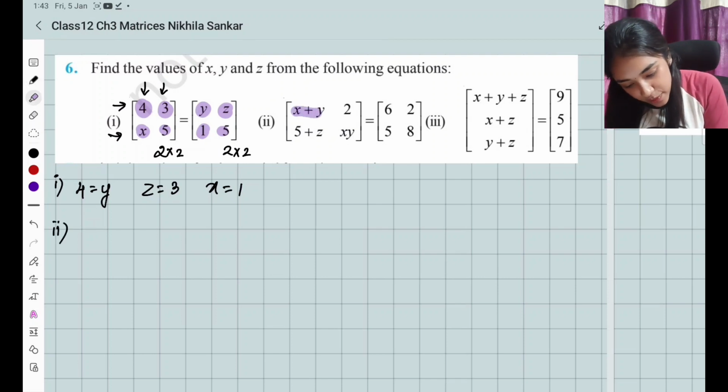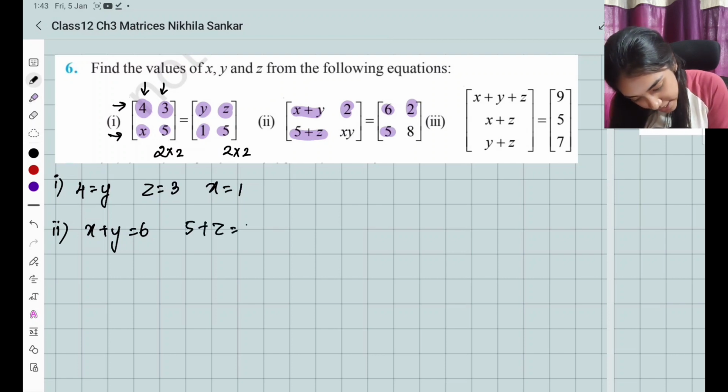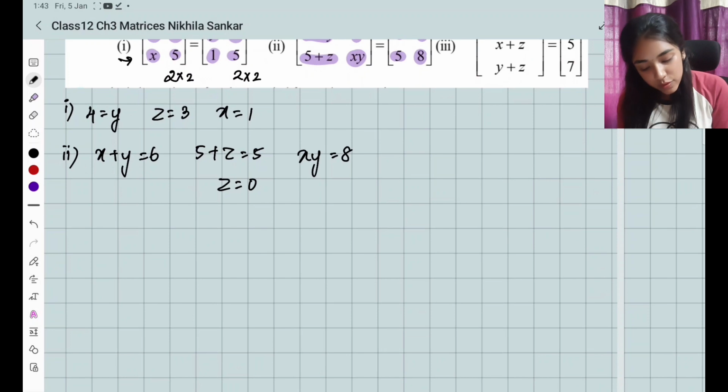I have x plus y equals 6. Here is one equation. I have 2 equals 2. Then, the next one is 5 plus z equals 5. So, I have 5 plus z equals 5. Then, the last value, xy equals 8. So, xy equals 8. So, in this, z is equal to 0. Now we have to find the values of x and y.